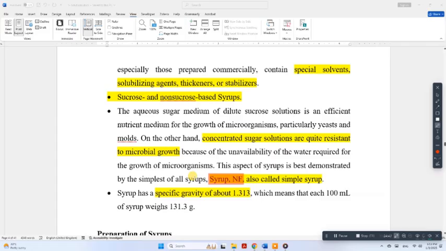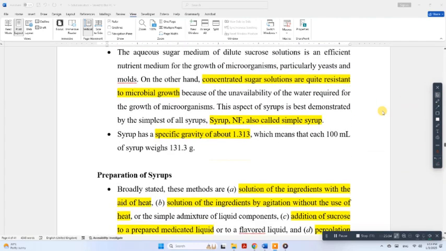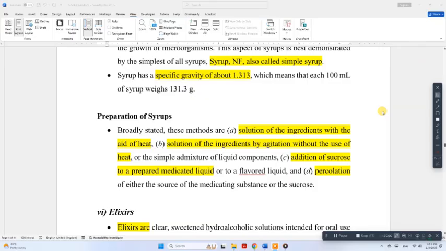In such concentrated sugar solutions, you may not need a preservative. In simple syrup NF, you might not need an antimicrobial preservative, but you might need it in some other types of syrups. Why? Because the sugar concentration is high. If the sugar concentration is high, is it a good medium for bacteria to grow? No. The reason is that bacteria like sugar, but they also need water.